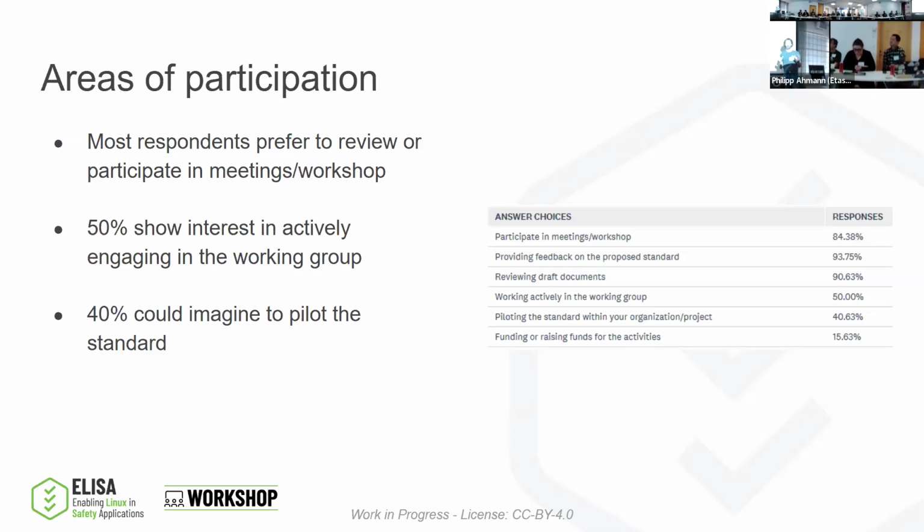What I was really happy about to see is that working actively in the working group, we have 50% of the respondents, and also 40% piloting the standard within the organizational project. I mean, this is also something, it's more like providing feedback to the proposed standard. And it's not anonymous, so you know who said that, right? Yeah, exactly. We know.